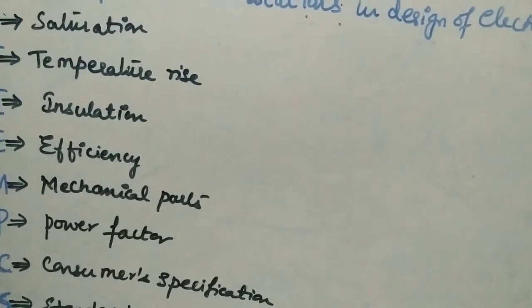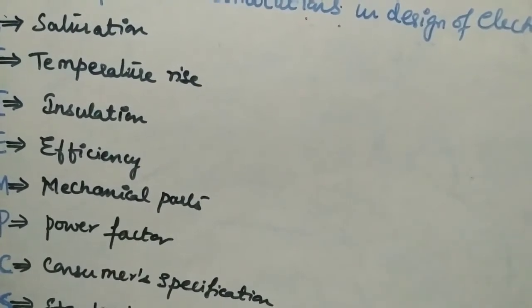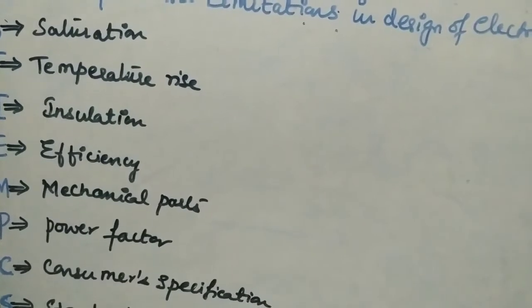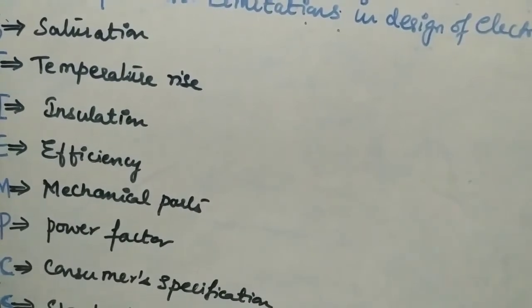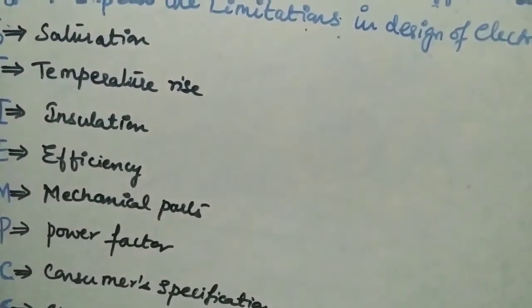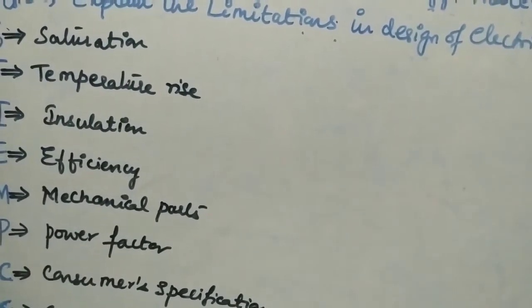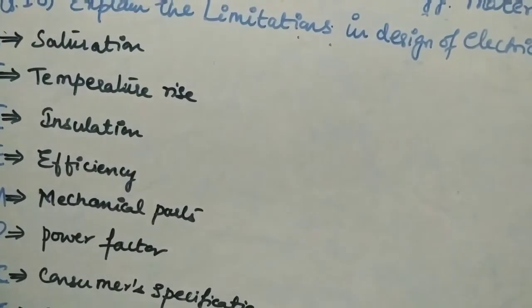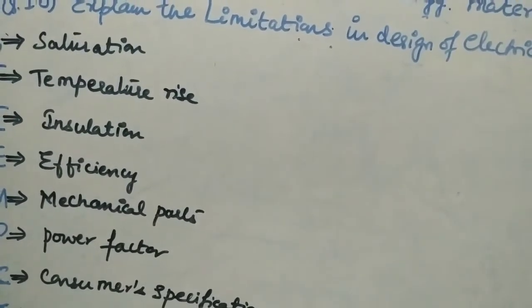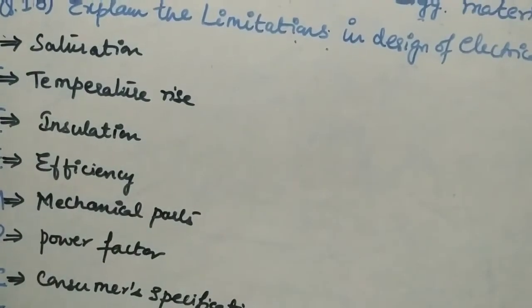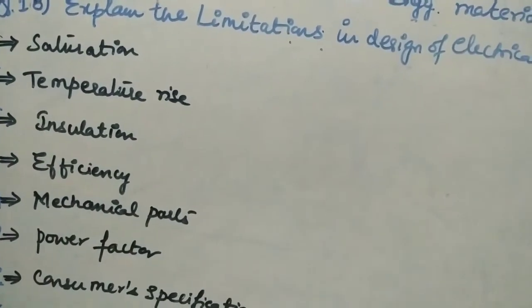And the bearings of rotating machines are subjected to the action of the rotor weight and external loads, then inertia forces due to the unbalanced rotor, and forces on account of unbalanced magnetic pull. So that is about the mechanical parts.